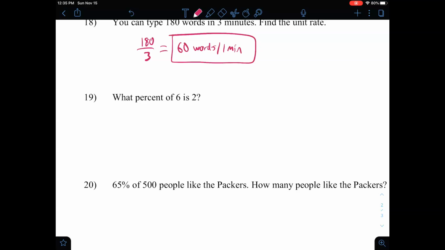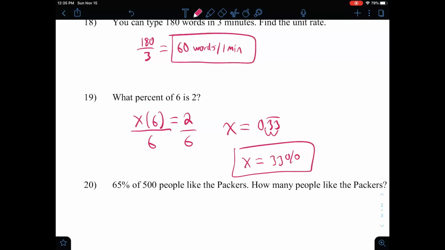All right, now we got some percent problems. What percent of 6 is 2? So what percent is x? Of means multiply. x times 6 equals 2. Well, how do I solve for x times 6? Undo multiplying by 6 by dividing by 6 on both sides. x is going to be equal to 0.33 repeating. Now, is that the percent? Does 0.33% sound right? Does 2 sound like it's 0.33% of 6? No, it's actually going to be, move the decimal 2 to the right. Percents need to be moved 2 to the right when you solve them like that. It's going to be equal to 33%.